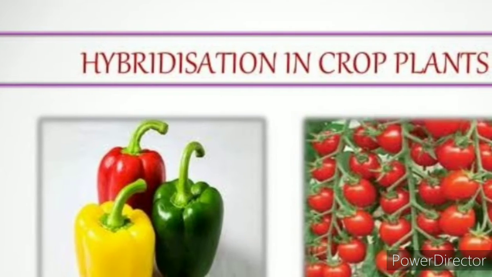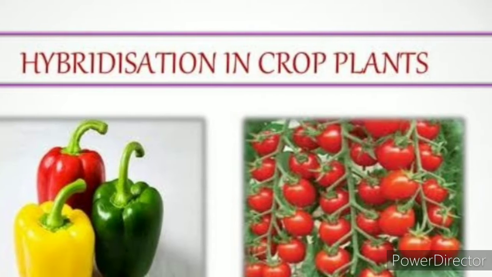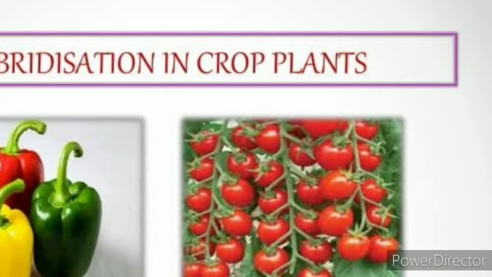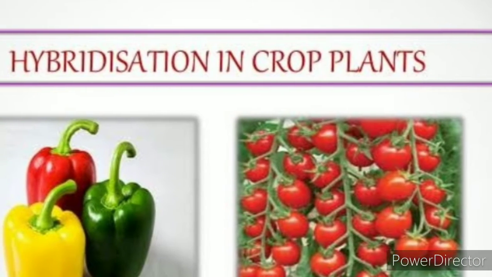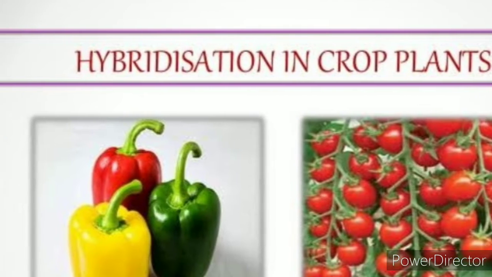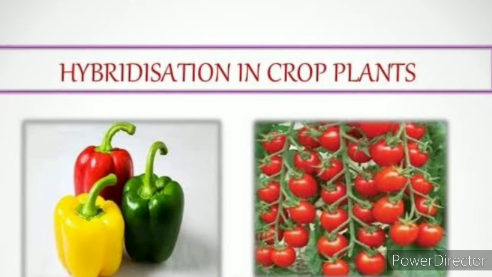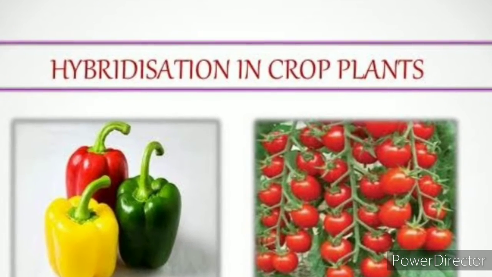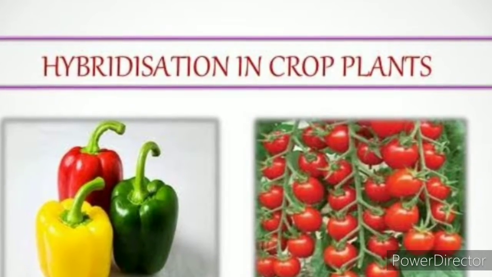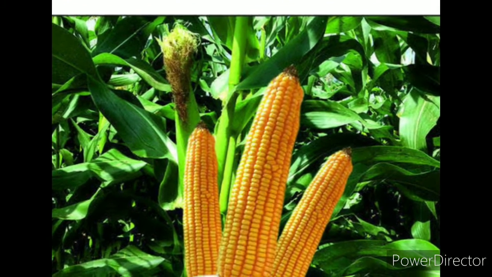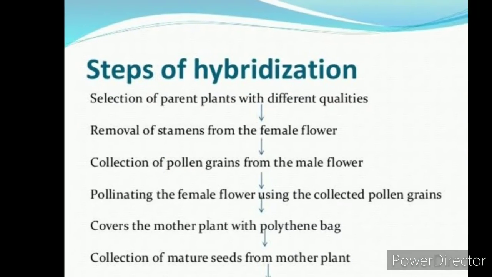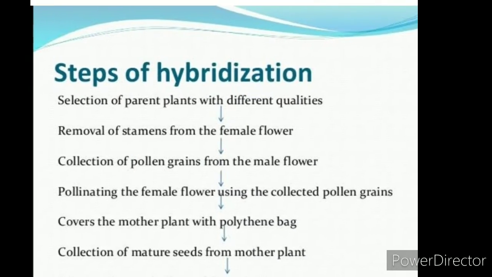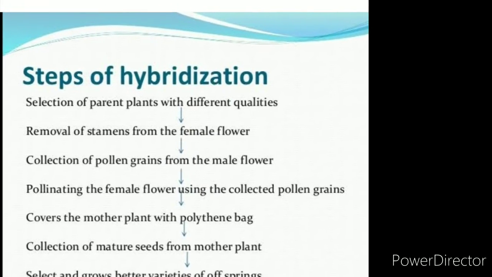Next one is hybridization. Hybridization is a method of plant breeding to produce new varieties by crossing of genetically unrelated parents. The first natural hybridization was observed by Cotton Mather in maize. Now, let's discuss steps involved in hybridization.